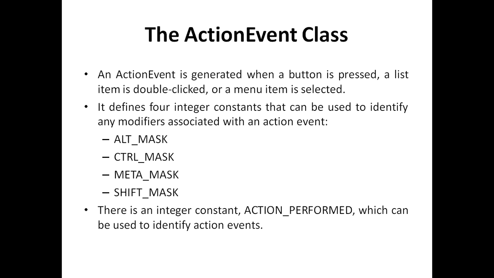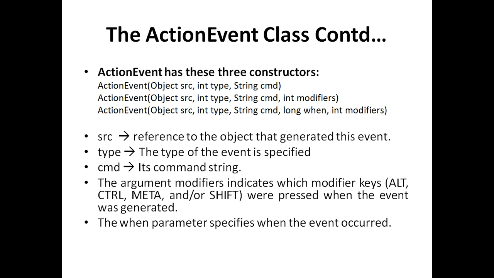First one is the ActionEvent class. It is generated when a button is pressed, a list item is double clicked, or a menu is selected. This ActionEvent class defines four integer constants that can be used to identify any modifiers associated with an action event. That is ALT_MASK, CTRL_MASK, META_MASK, SHIFT_MASK. There is also an integer constant ACTION_PERFORMED which can be used to identify action events.